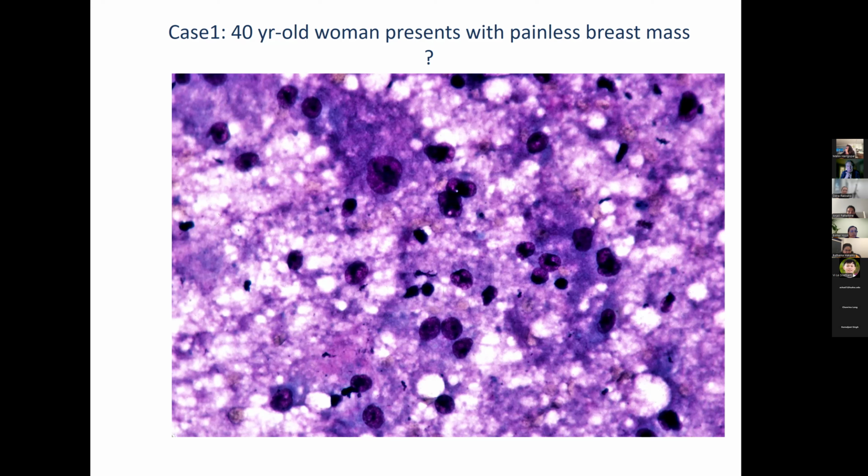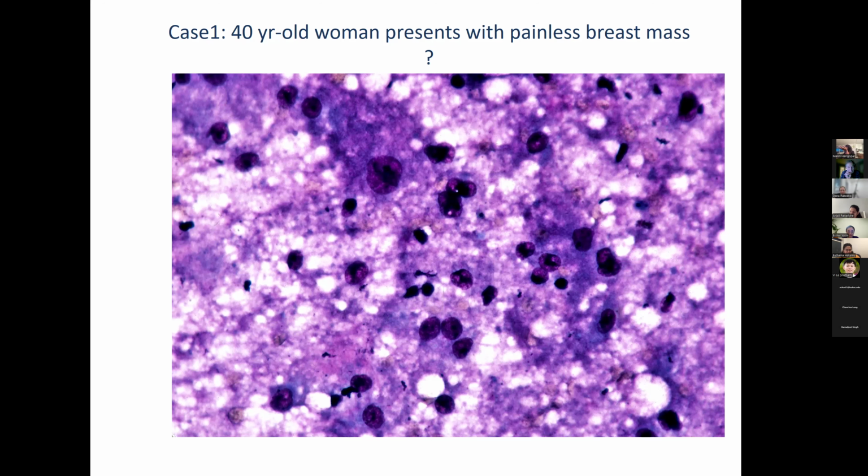So this is case 1, where the patient is a 40-year-old woman and she presents with a painless breast mass. This is the Diff-Quik stain slide, and you see there are cells that are kind of small and large. Some of them have prominent nucleoli. The Diff-Quik, you remember, exaggerates the difference between cytoplasm and nucleus. So just looking at the Diff-Quik, don't jump to conclusions.